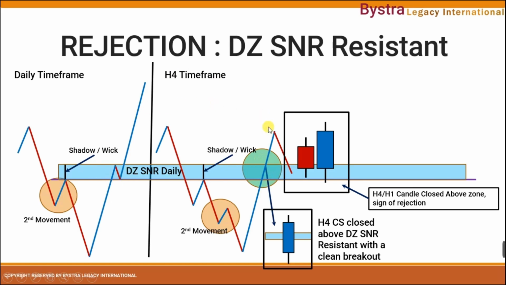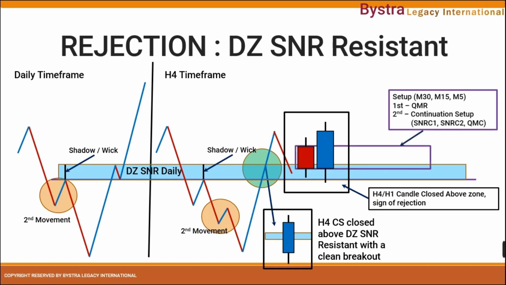Now when price comes back to this area to test as a new support, what is the time frame confirmation that we need to have a look at? That is the H4 and the H1 time frame, and it needs to close above the zone for the confirmation of rejection. So we go to the smaller time frame to look for setup.